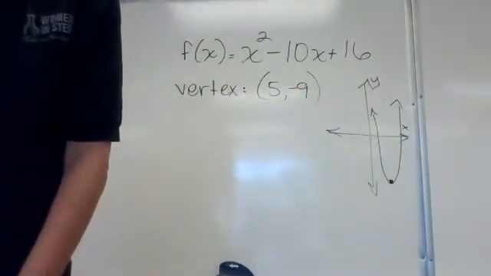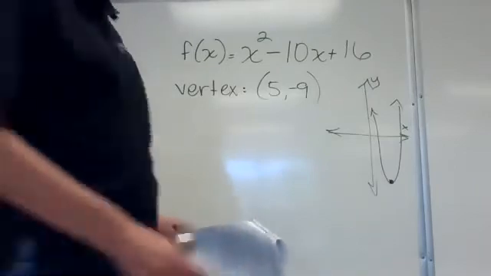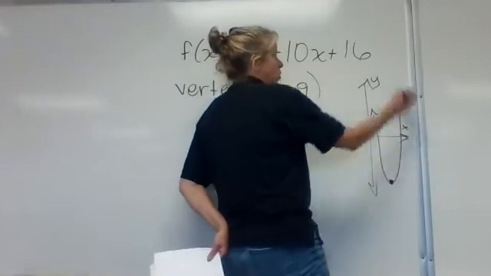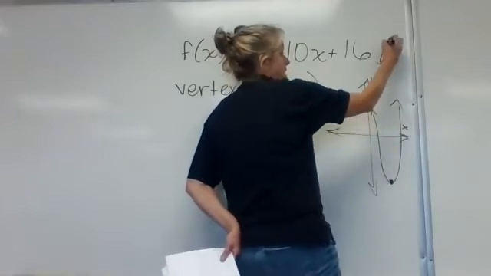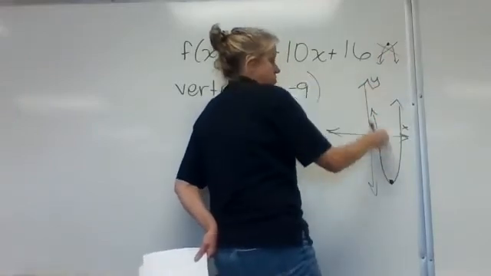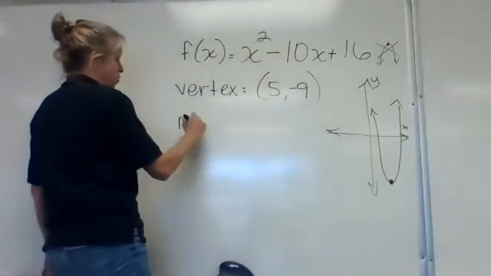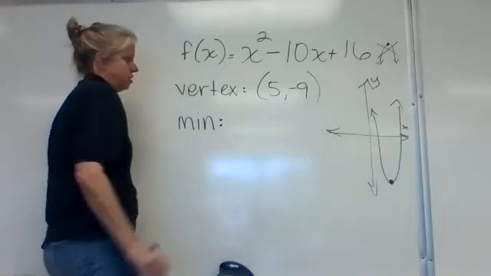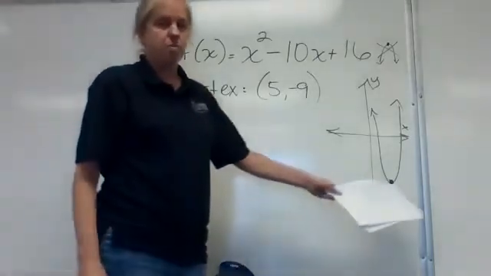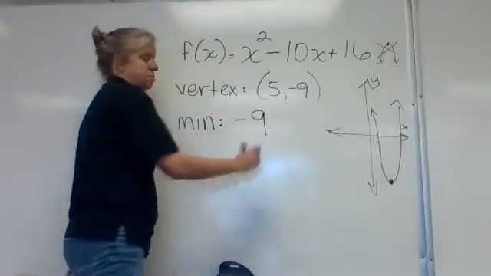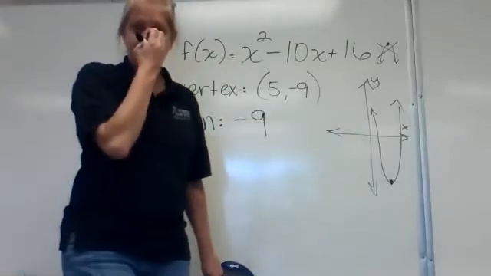The next thing it wants to know is whether or not the parabola opens upward and has a minimum, or does it open downward and have a maximum, right? This one opens up and has a minimum. And it wants to know, what is the minimum value? Well, remember what the minimum value is. It's just whatever that y coordinate was. So its minimum value is -9.